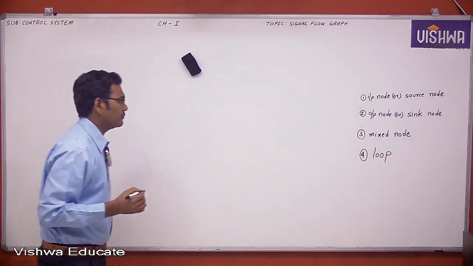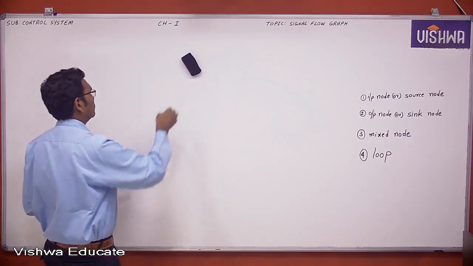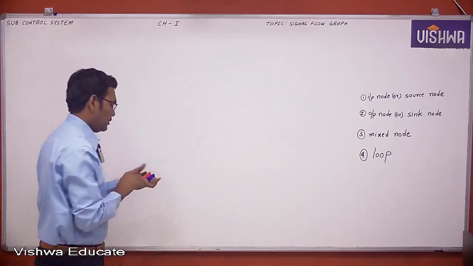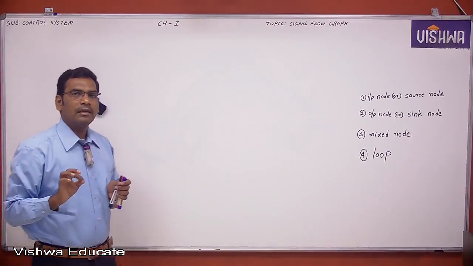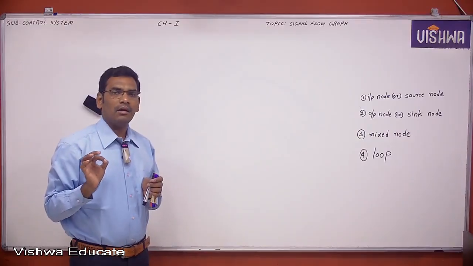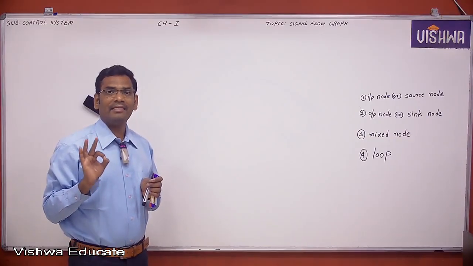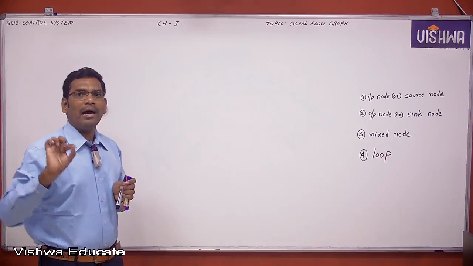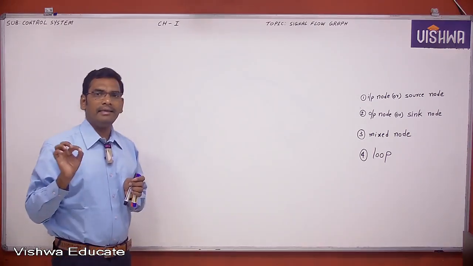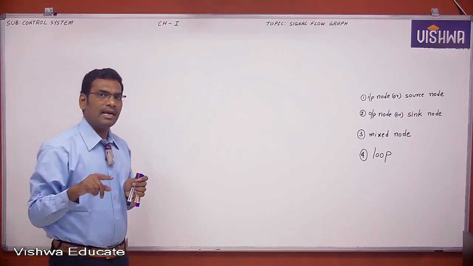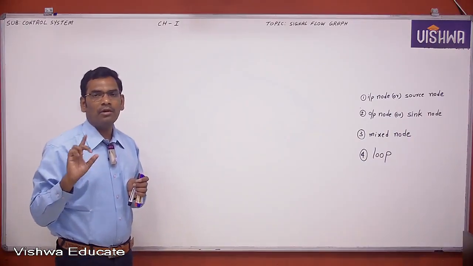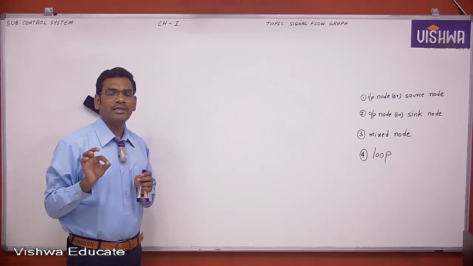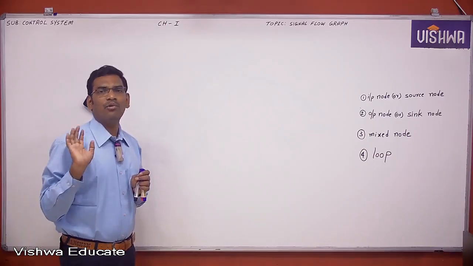Loop. Now students, what is a loop? A loop is nothing but a path which originates and terminates at the same node. At whichever node you start, you go and take a return path and again end at the same node. Then starting and ending will be at the same node. That is called a loop.